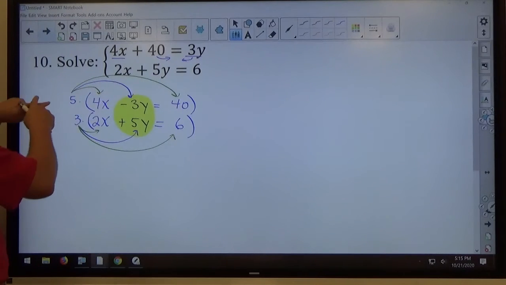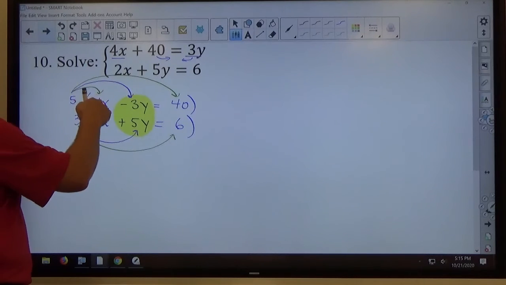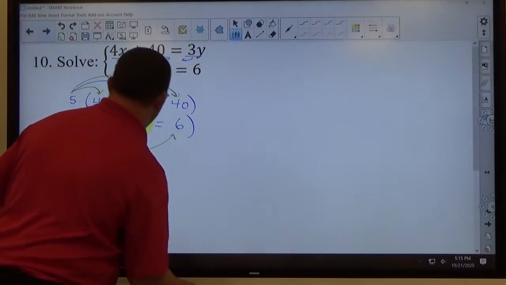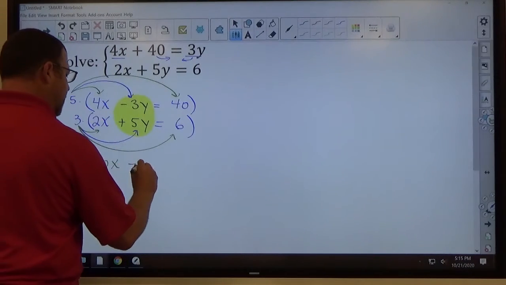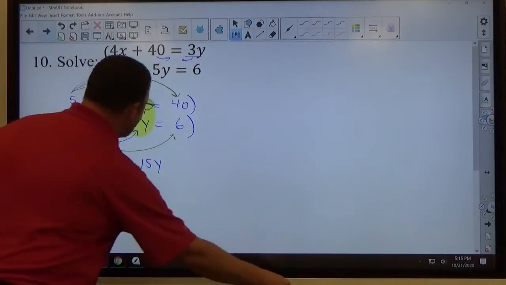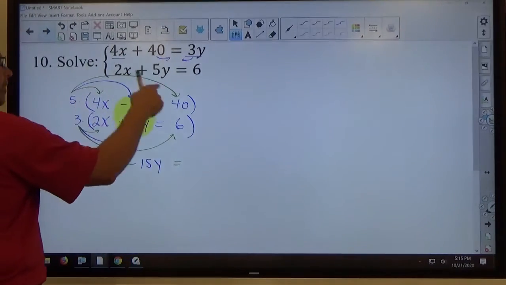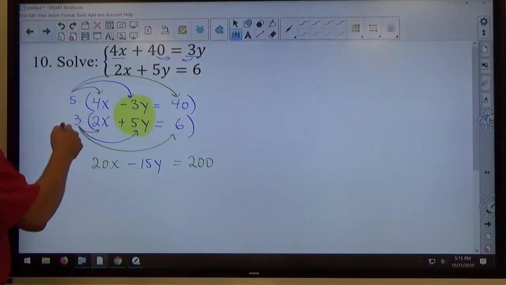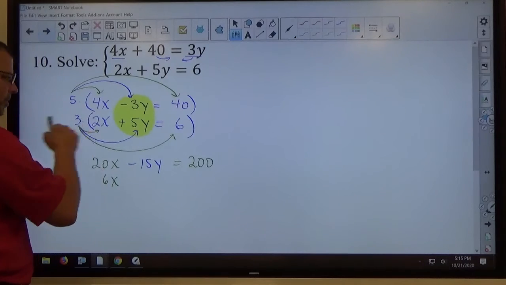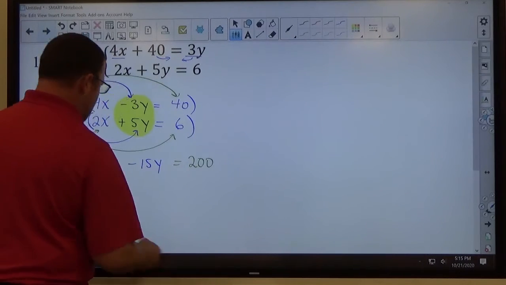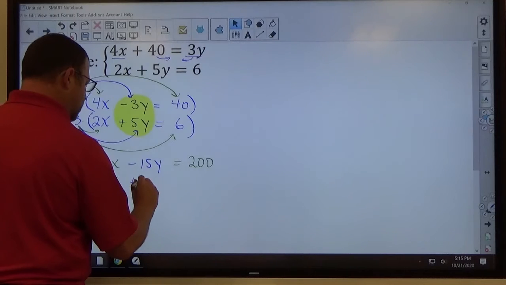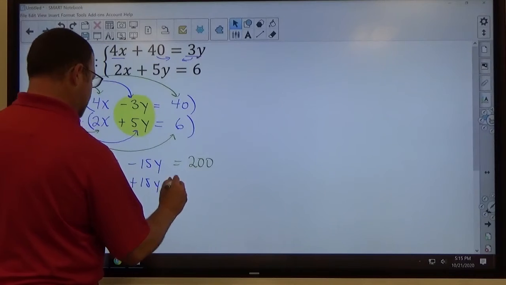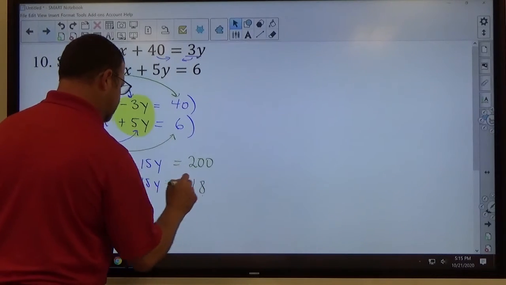So the top equation, multiplying everything by 5, positive 5 times positive 4x makes positive 20x. Positive 5 times negative 3y makes negative 15y. Positive 5 times positive 40 makes positive 200. On the bottom, positive 3 times 2x makes positive 6x, same sign positive. Positive 3 times positive 5y makes positive 15y. And positive 3 times positive 6 makes positive 18.